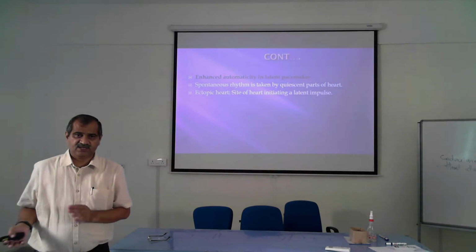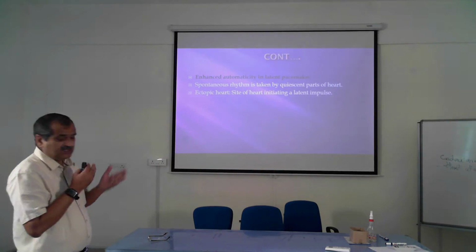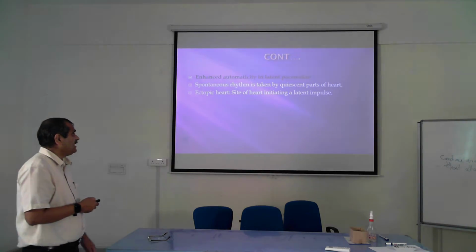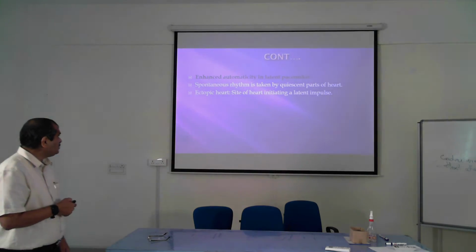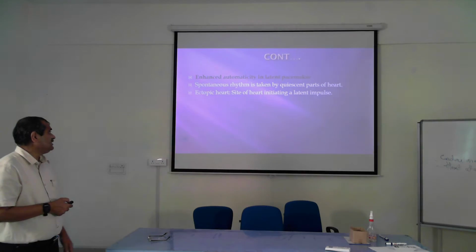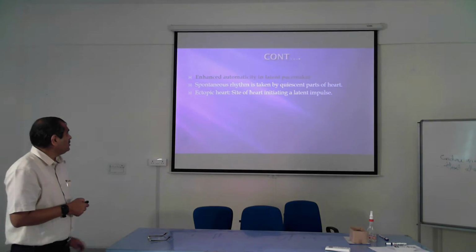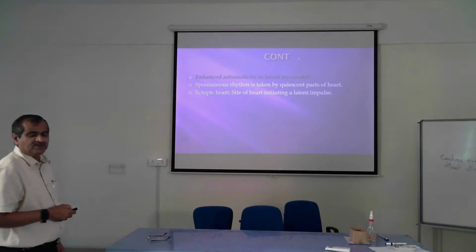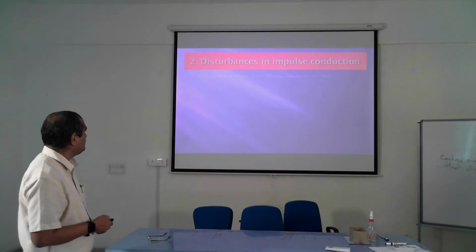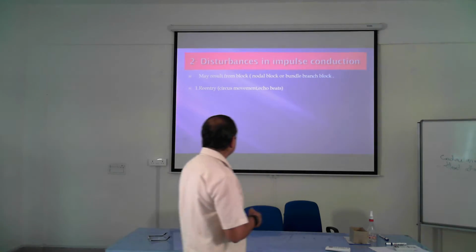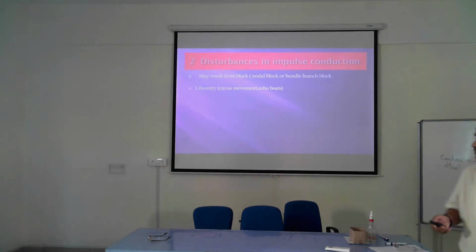Rhythm means one after the other. Suppose the SA node is going to generate the action potential, it goes to the atrium, then ventricle, the entire heart, and the principal Purkinje system. So here, ectopic heart, sometimes out of the normal position; the heart will be ectopic in small kids. So site of heart initiating a latent impulse, means delayed impulse is also another problem. Then this all may result from block, especially the coronary arteries, nodal block or bundle branch block. So this is related to the blocks, especially the Purkinje system and bundle of His.